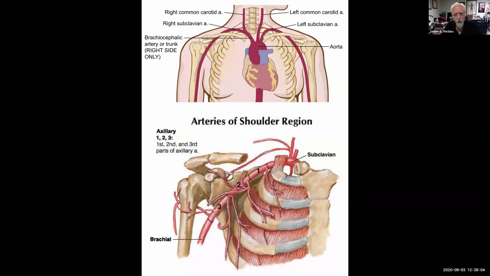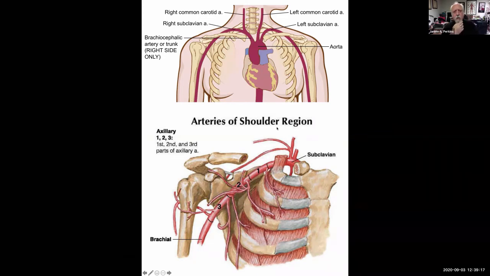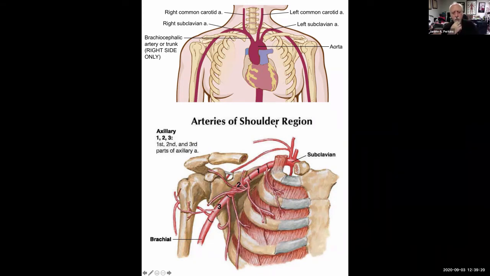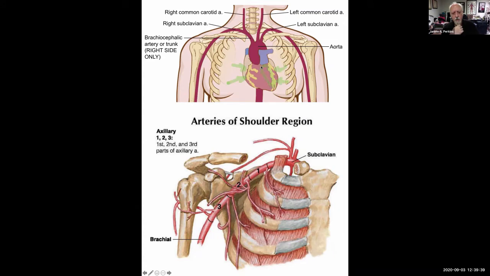So let's start off by talking about the arteries that are going to be found in this area, the arteries within the shoulder region and specifically within the axilla. So let's just start off with a general overview, tracing the flow of blood from the heart up into this area. So you've got blood that is oxygenated by the lungs and comes back to the heart through the pulmonary veins and eventually ends up in the left ventricle of the heart.